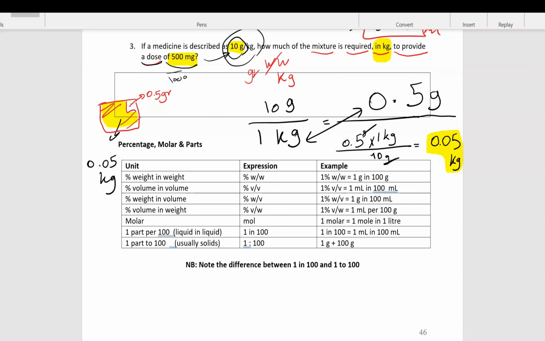So the whole mixture is 0.05 kilogram, and the active ingredient is 0.5 grams.